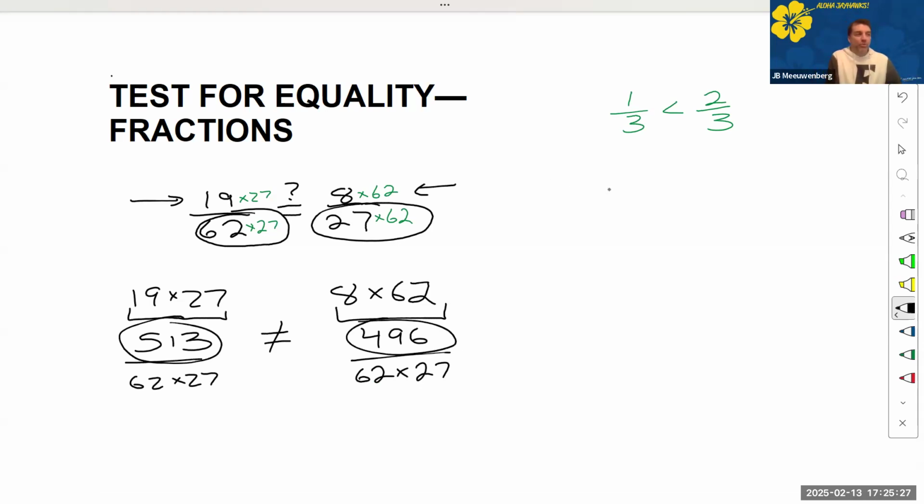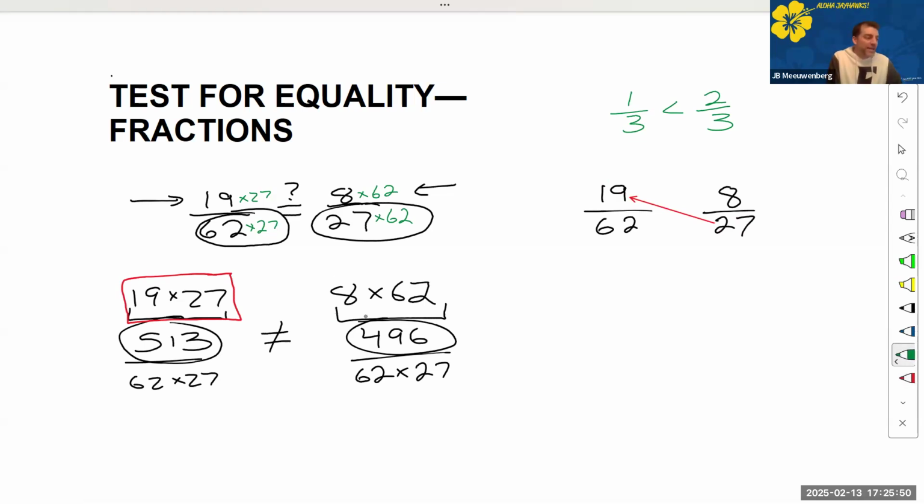Let's go back a second to the original problem though. 19 over 62 and 8 over 27. Notice that what we multiplied here, 19 times 27, was really this. We took this denominator, multiplied it by 19.